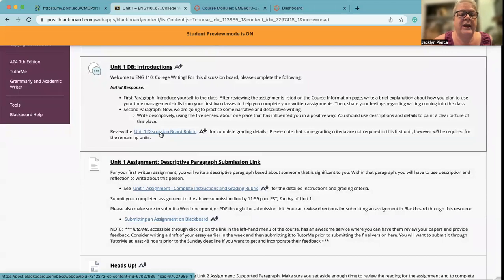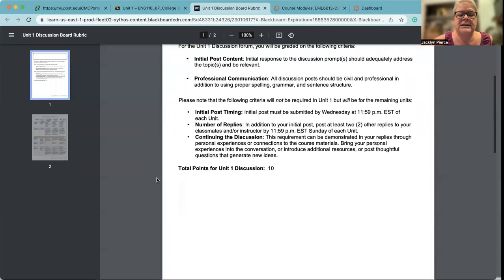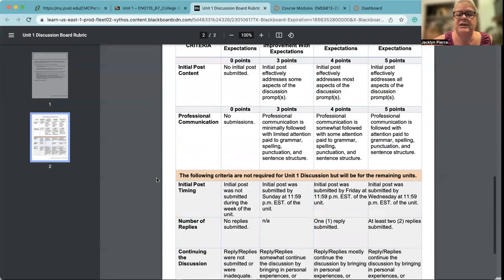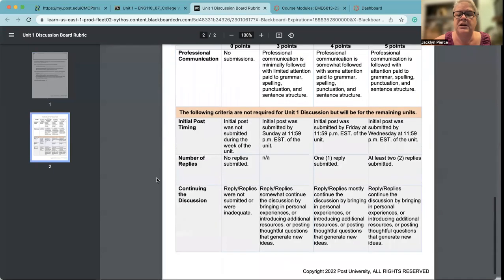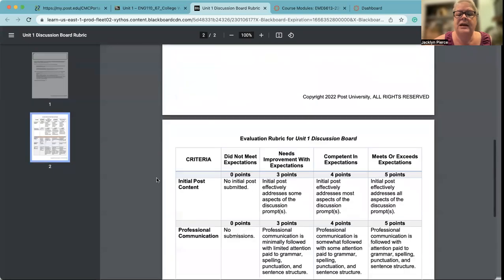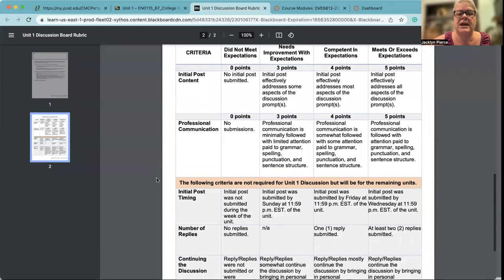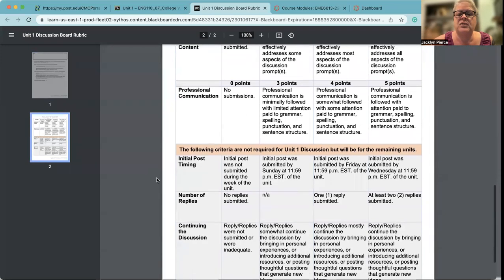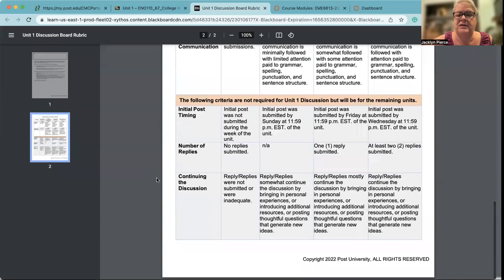If you want to know how your grade is figured on these, you can open the rubric and it's going to tell you how many points. It's going to tell you where those points are distributed. And then when you get your grade back, you can actually look at this rubric again to see how you scored on each individual piece.